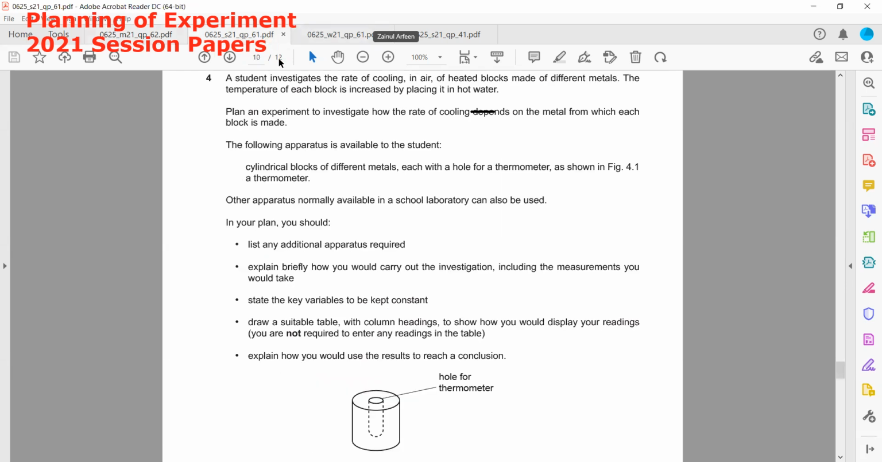Then from May, June 2021, paper 6, variant 1, another experiment. A student investigates the rate of cooling. The student is investigating how much time the substance will take to cool down.